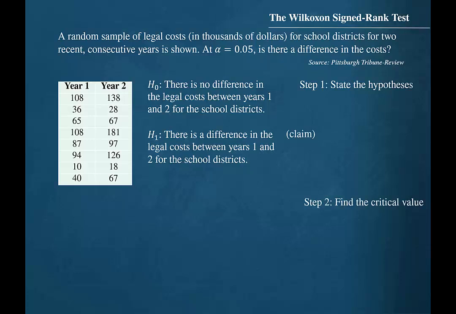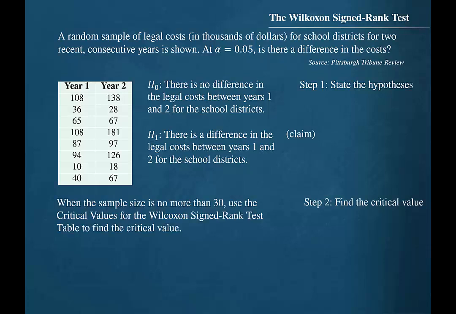Step 2 is to find the critical value. When the sample size is no more than 30, use the critical values for the Wilcoxon Signed Rank test table to find the critical value. When the sample size exceeds 30, use the standard normal distribution table.